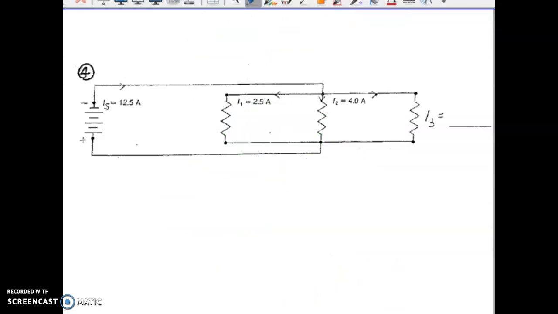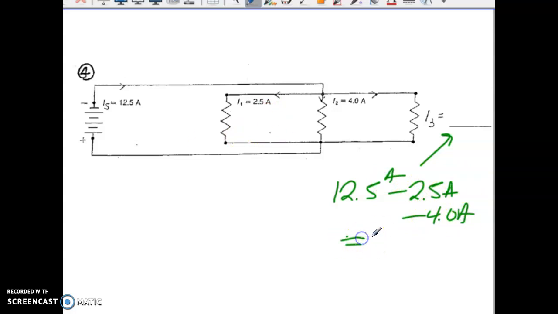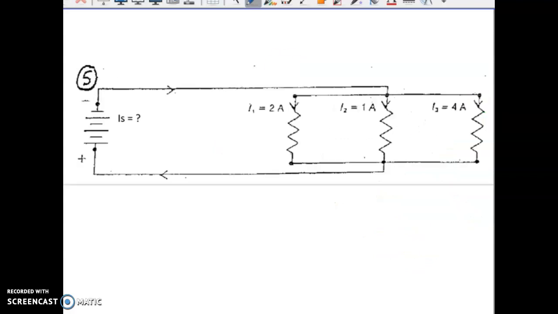Okay, so give this one a try. You're looking for the missing current. Okay, so to solve for this, take your total and subtract the other two. Right? So 12.5 minus 2.5 minus 4.0 gives us a value of 6 amps.